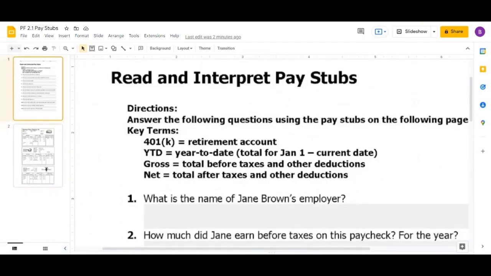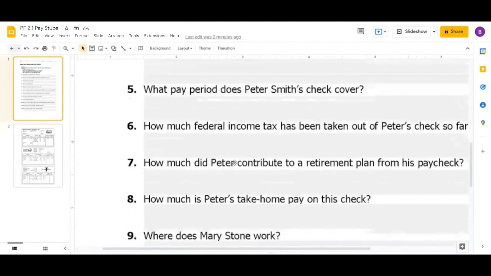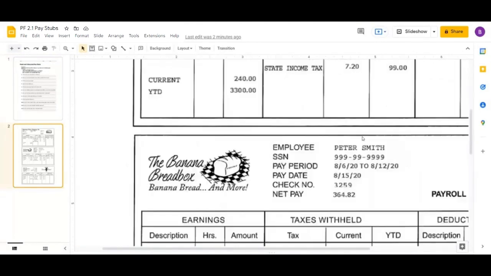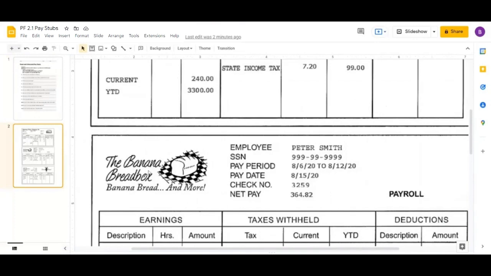All right, number 5, getting into Peter Smith. Okay, what pay period does Peter Smith's check cover? So if I look at Peter Smith, he works at the Banana Bread Box. His pay period, his paycheck is the 6th, so August 6th through August 12th. All right, please note though that even though 6 to 12, you might be inclined, if I asked you how many days this covered, to just do 12 minus 6 and say it covers 6 days. That would be incorrect. Okay, the 6th through the 12th is actually 7 days. If you think about it, the previous pay period would have ended on the 5th, the day before this. So the previous pay period ended on the 5th.